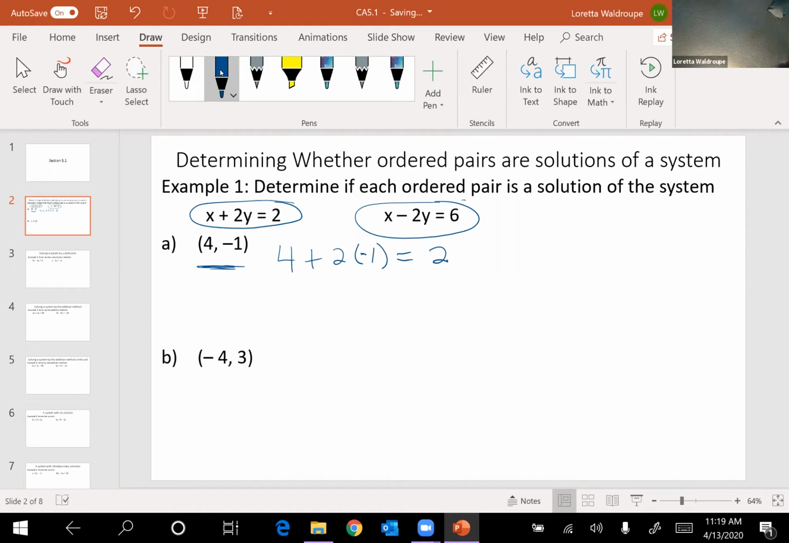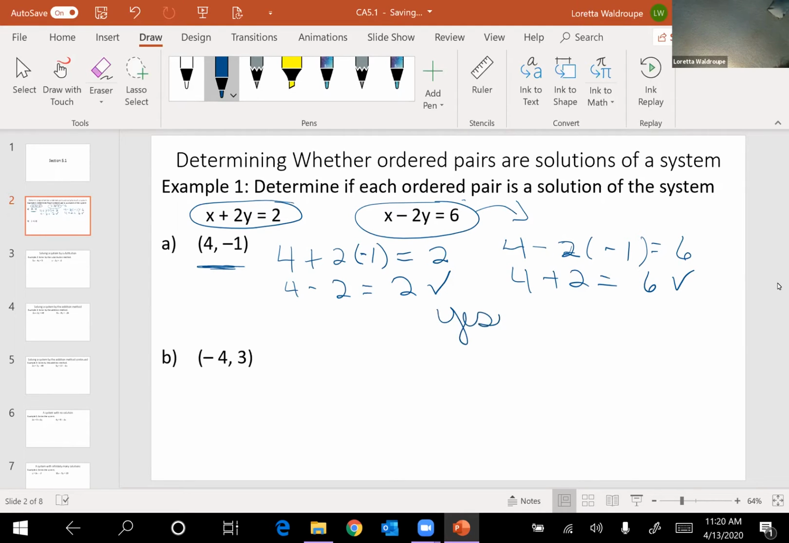So when I plug it into x plus 2y equals 2, it does work. That doesn't mean it's a solution, because now I have to try it in the second equation. Only if it works in both equations is it a solution. It works in both equations, so yes, (4, negative 1) is a solution to that system of equations up top.